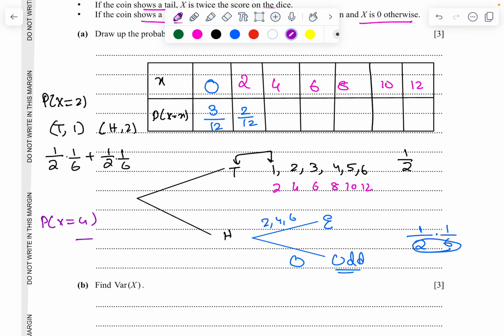Next one, getting a 4. How can I get a 4? Tail and a 2 or head and a 4. So this is also going to be 2 upon 12. For 6 also it is going to be 2 upon 12.